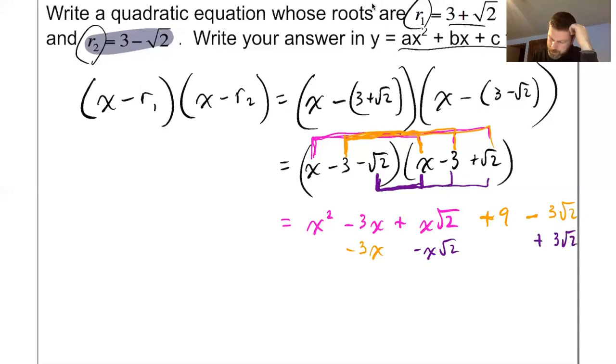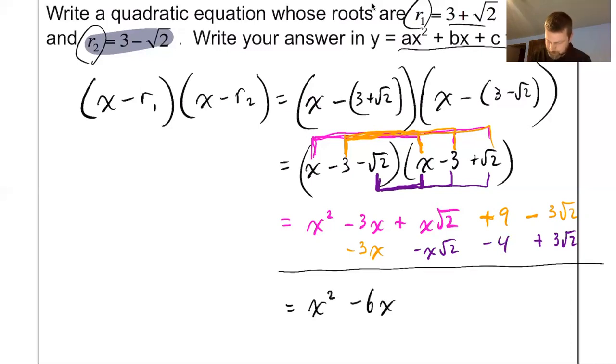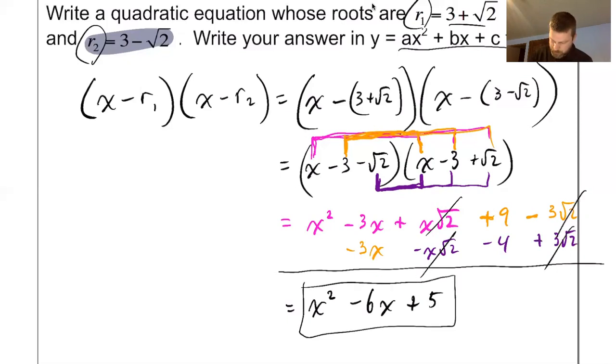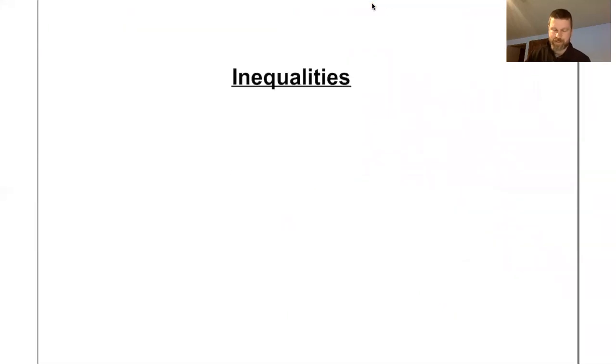And negative square root of 2 times the square root of 2, well, square root of 2 times square root of 2 is 2. One of them is negative, so a -2. I'm going to write them right there. There's a single x squared minus 6x. Those cancel out. And plus 9 minus 4 ends up being the plus 5, and those terms cancel out. And there's my equation. All right, let's finish this thing up.